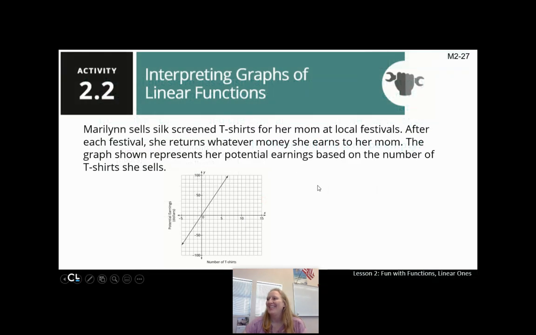All right then. Let's go to activity 2.2. Now that I've had fun messing with you, let's talk about our linear functions instead of tables. Let's talk about our linear functions in terms of graphs and what we can do with them and the cool stuff that they tell us.